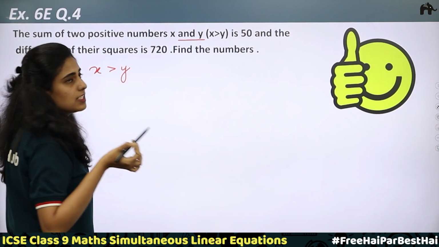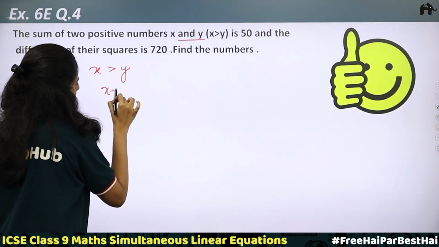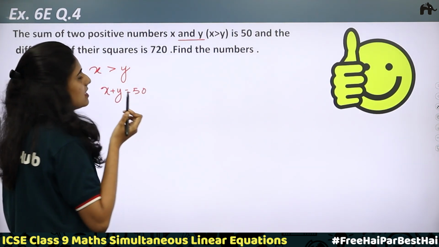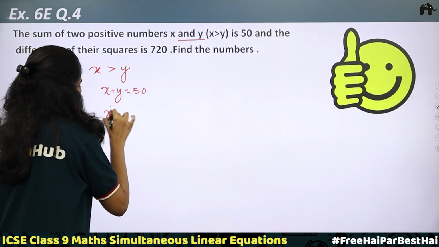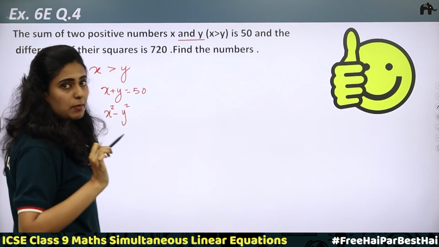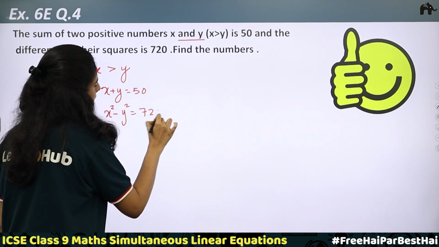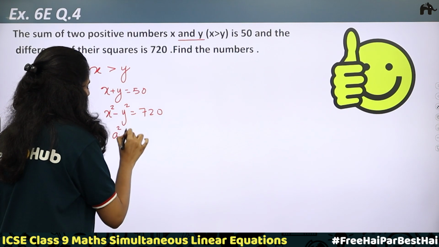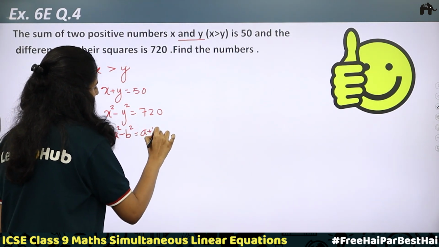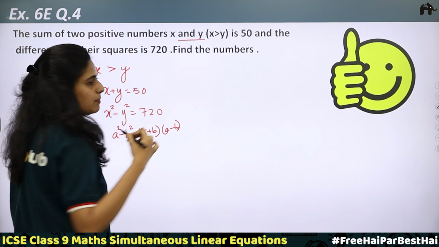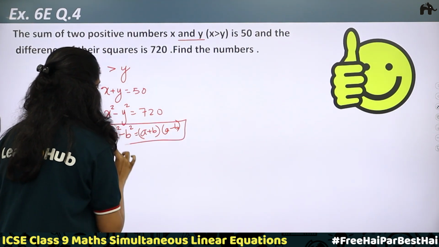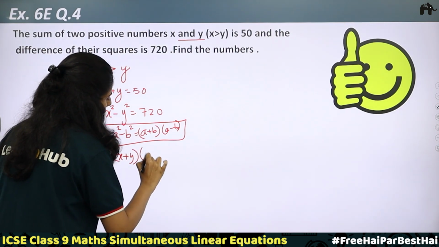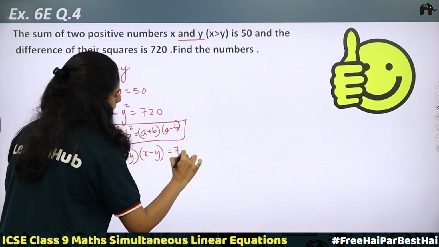The sum of the two positive numbers is 50, which means x plus y is equal to 50. And the difference of their squares is 720. Take the squares and find the difference. That is x square minus y square is equal to 720. Okay, what is x square minus y square? We have a square minus b square is equal to a plus b into a minus b, which is an algebraic identity. Then x square minus y square will be equal to x plus y into x minus y, equal to 720.